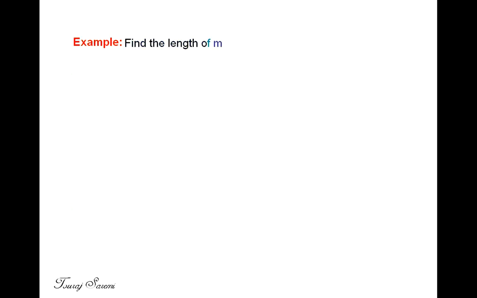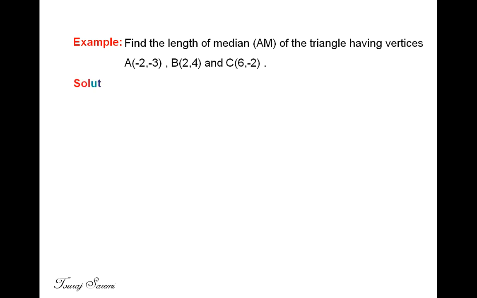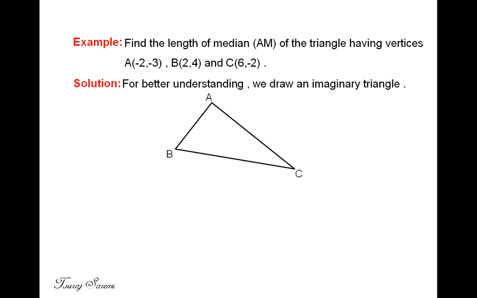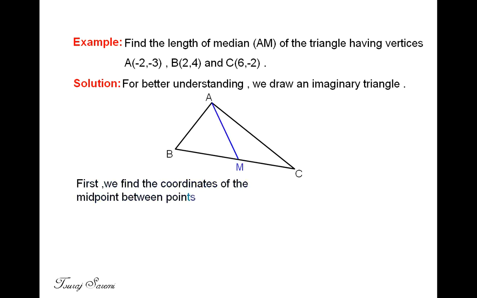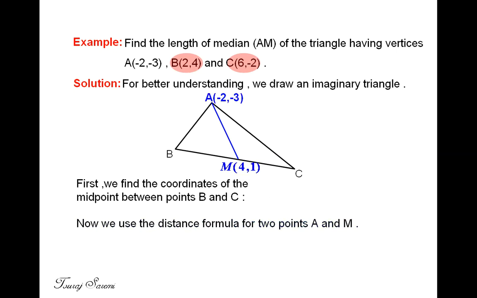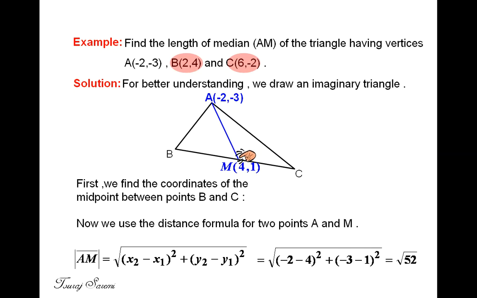Example. Find the length of median AM of the triangle having vertices A and B and C. Solution. For better understanding, we draw an imaginary triangle. First we find the coordinates of the midpoint between points B and C. Now we use the distance formula for 2 points A and M. And we obtained the square root of 52.